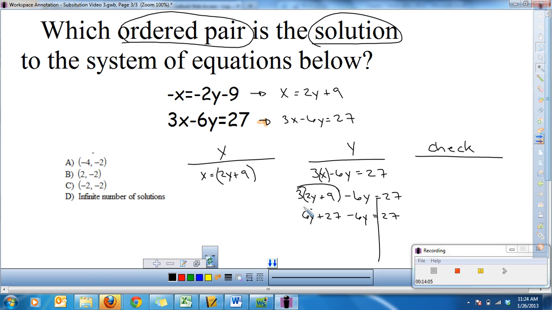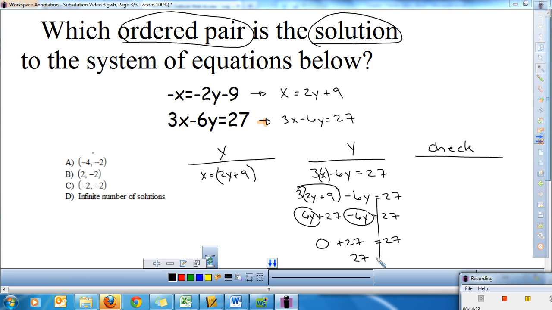I notice there's some like terms I can combine. I can combine my 6y with my negative 6y. Well, just like before, when I combine those, it's going to give me 0y. So I essentially have 0. I'm going to bring down my plus 27. 0 plus 27 is just 27. And right here, I've ended up that 27 is equal to 27. Now, this is a true statement. That is true. 27 does equal 27.